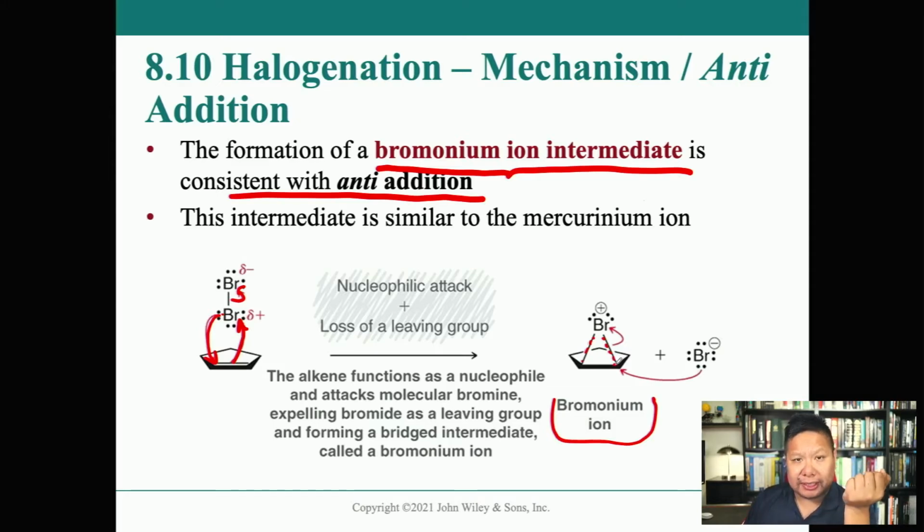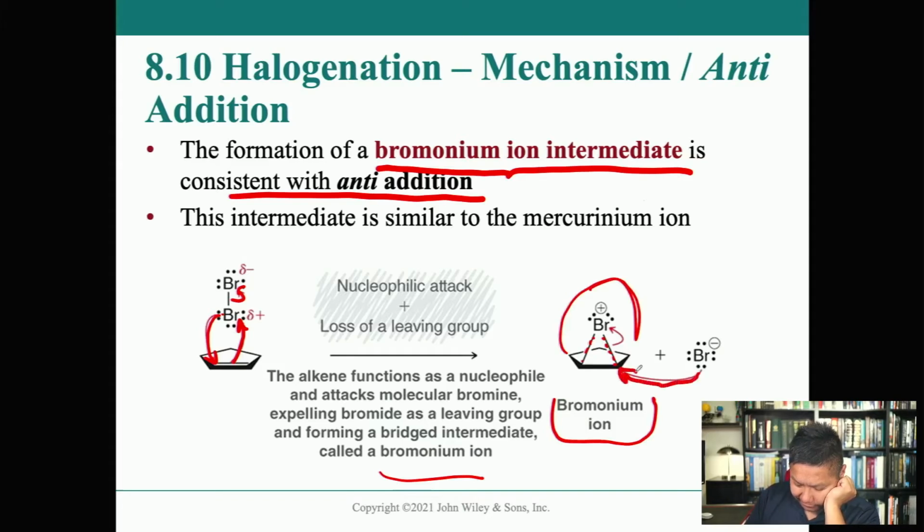The alkene functions as a nucleophile and attacks the molecular bromine, expelling the bromide leaving group, but then forms a bridged intermediate called the bromonium ion. And now, since there's a bridged ion and the bromine is on this side of the ring, the only place for the bromide ion to do a nucleophilic attack is on the other side, and that's why it is an anti-addition. Got to be careful about that.